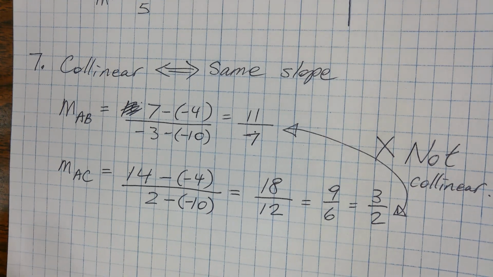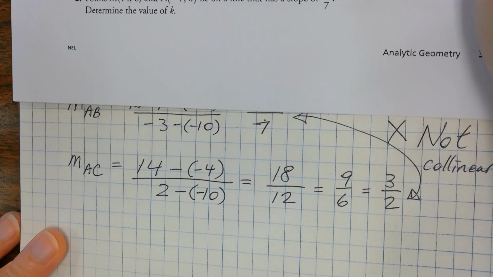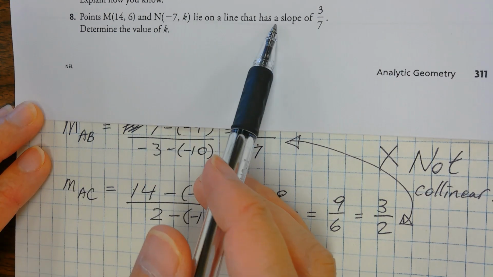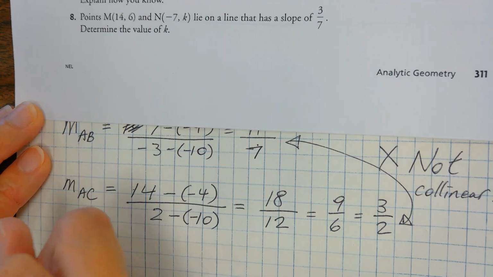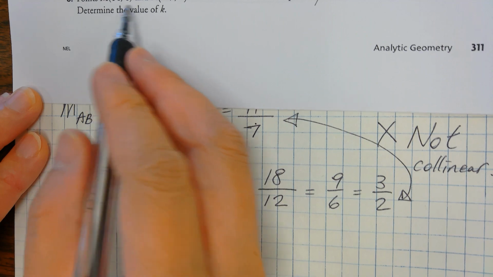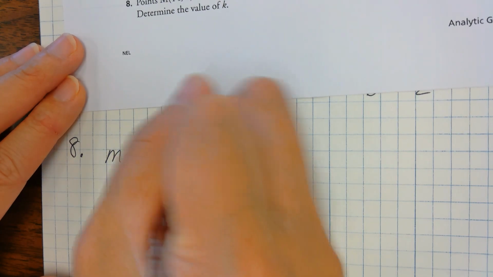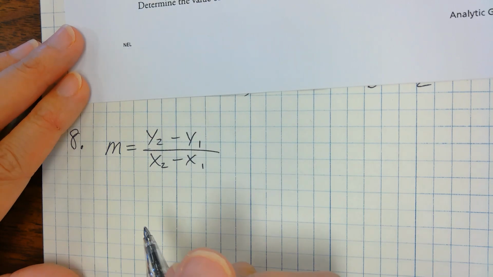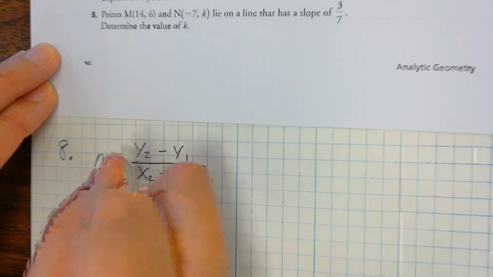Okay, number 8. I know that some people had trouble with number 8. Point M and N lie on a line that has a slope of 3/7. Determine the value of K. So I'm going to put these 2 points into the slope equation first. m equals y2 minus y1 over x2 minus x1. I know what the slope is. The slope here says it's 3/7. So I'm going to put that in.